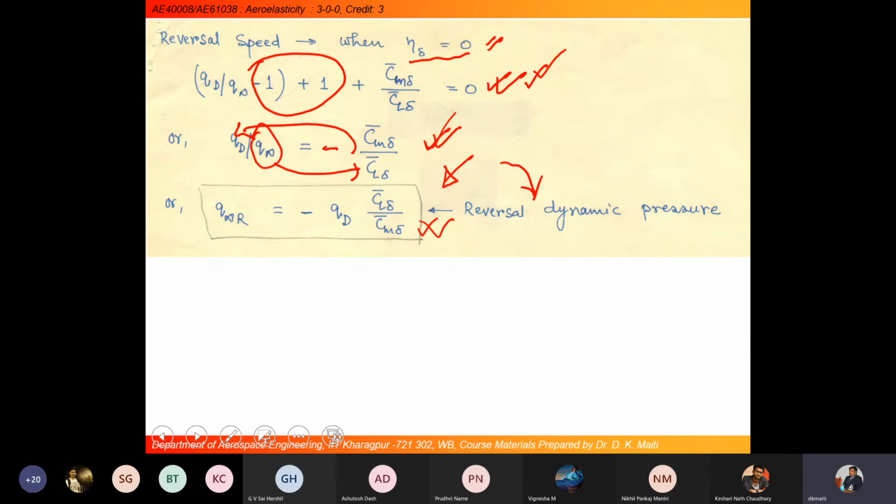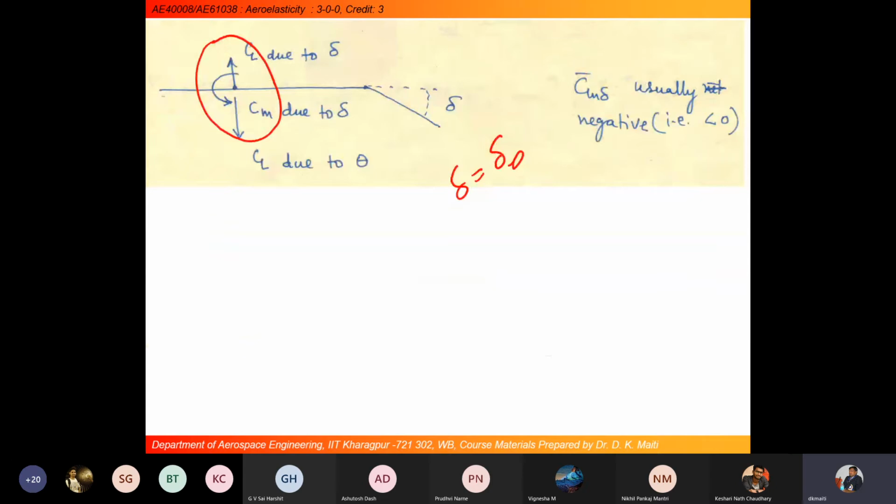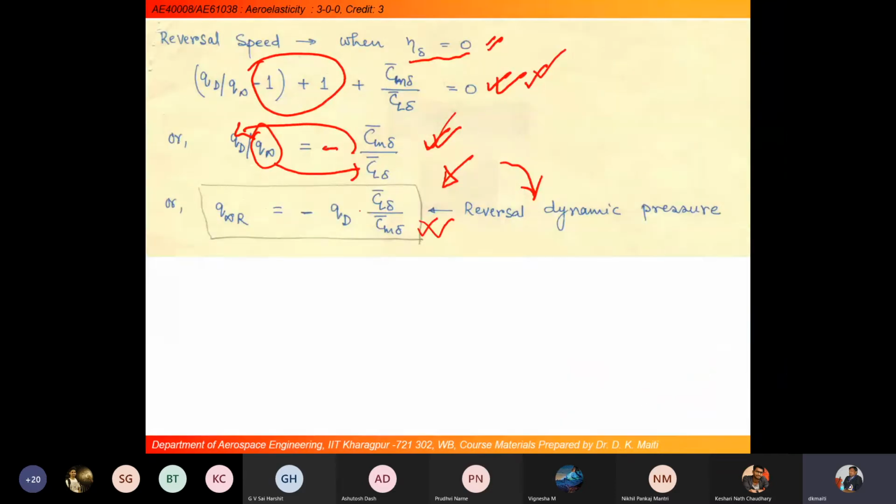Actually, that is not the case. If we look at the mean dimensions, we will find that the Cm delta actually comes as a negative value. That is what I have discussed here also. The Cm delta bar usually is negative, less than 0. Cl delta bar will be positive, Cm delta bar will be negative. With the negative sign, it will become positive.